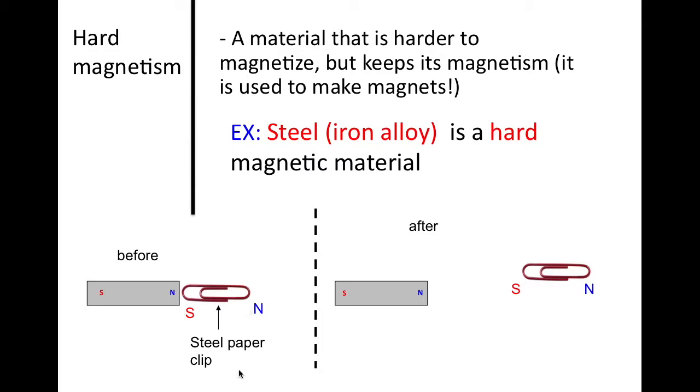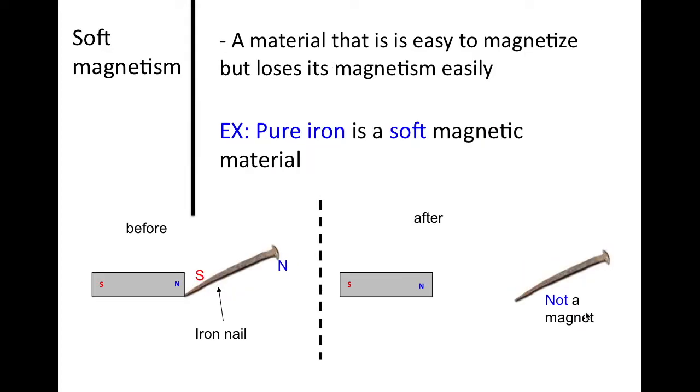Below is a picture of a steel paperclip that is magnetically induced, and when it is taken away from the magnet, the steel paperclip retains its magnetism. We call this hard magnetism. Soft magnetism is where induced magnetism on a material is easily achieved, as seen here with the iron nail that is close to the magnet. It obtains magnetic qualities. However, when the material is pulled away from the magnet, it quickly loses its magnetism.